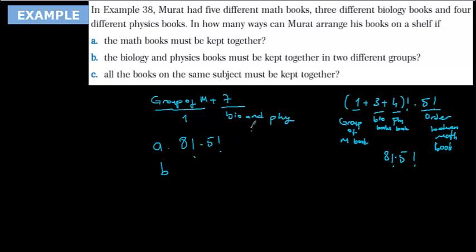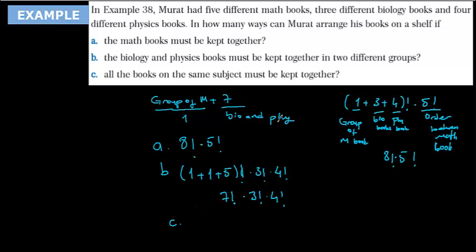Yes, for the second one, biology and physics books must be kept together in two different groups, so one for biology books, one for physics books, plus 5 books for math. Biology books can be together, physics books can be together, but math books can be separated between the groups of physics books and biology books. So that makes 7 factorial times, the biology books inside the group can be arranged 3 factorial different ways, and physics books can be arranged 4 factorial different ways. So the answer is going to be 7 factorial times 3 factorial times 4 factorial.